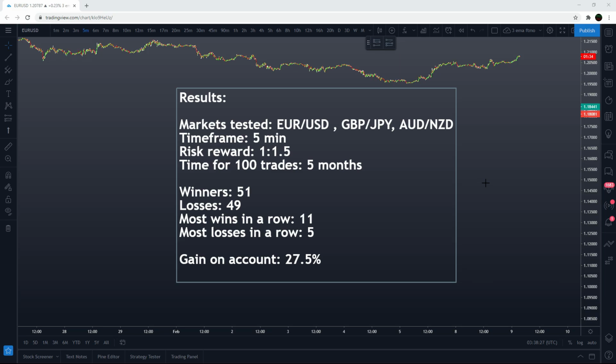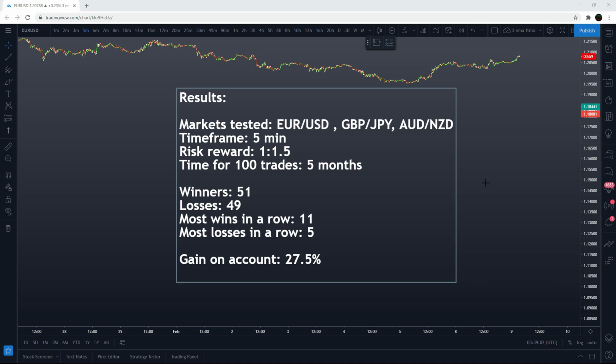So on a lot of the tests, I do count every single signal that occurs. On this one, I only counted the trades where it was going left to right and didn't count all the signals that occurred in between while a position was open. All right. Now, there were 51 winners, 49 losses, and the most wins in a row was 11, which occurred on Aussie Kiwi. The most losses in a row was 5, and then gain on the account 27.5%. So kind of a middle ground, mid-tier strategy test.